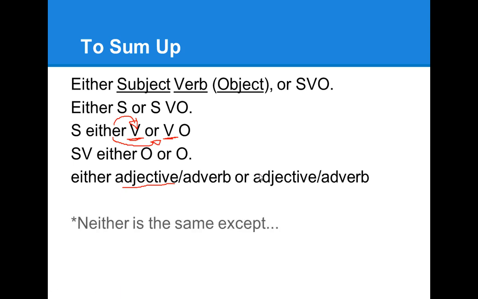Neither nor is pretty much the same, except that neither also has not. So sometimes we need to look at our sentence and make sure that we don't have two negatives in it. So those are the grammar rules.